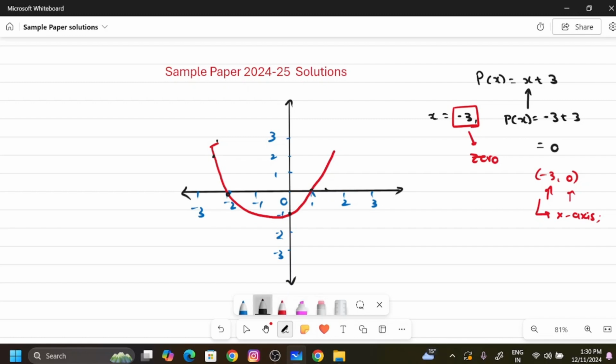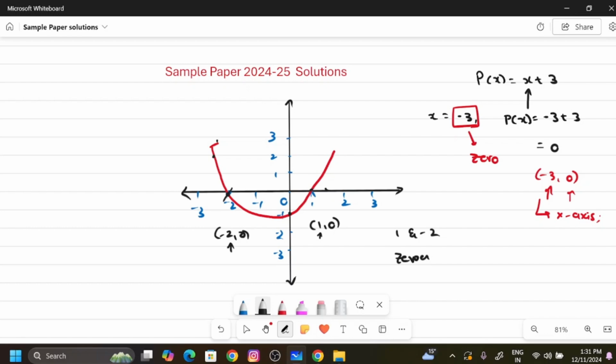If you observe where the graph cuts the x-axis, those points become the zeros of this polynomial, right? So it is crossing at minus 2, 0 and 1, 0. So 1 and minus 2 will be the zeros of this polynomial, right? So we just need to look at the coordinates where the y coordinate is 0, that will be on the x-axis. Therefore, the graph is crossing the x-axis at those points. So their x coordinates will become the zeros of the polynomial.